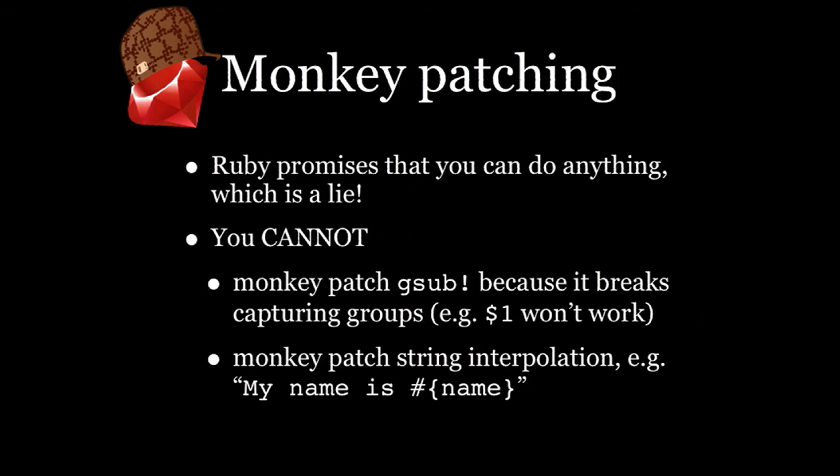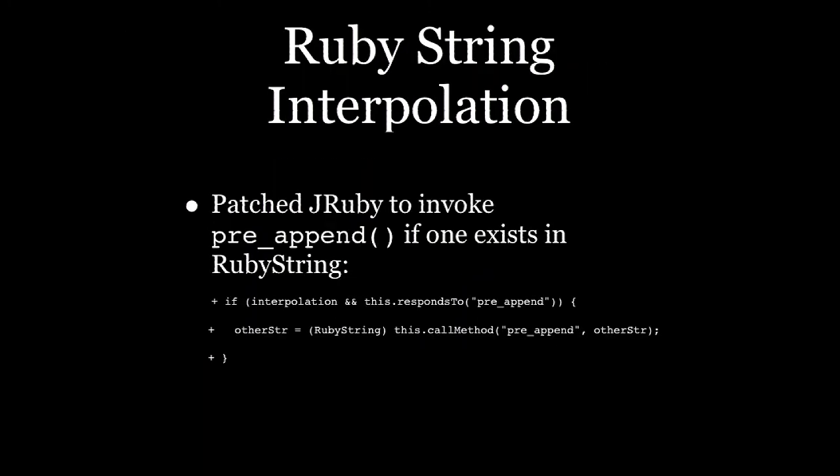And another really crappy move by Ruby is that you cannot monkey patch interpolation. String interpolation, you cannot tap into that. Which makes you wonder which language is more dynamic, right? Because in Java you can do both very easily, actually. Because you cannot hook into interpolation, what I did, I just patched JRuby with a very simple change, where if there is a method called pre-append, it's going to call that method.